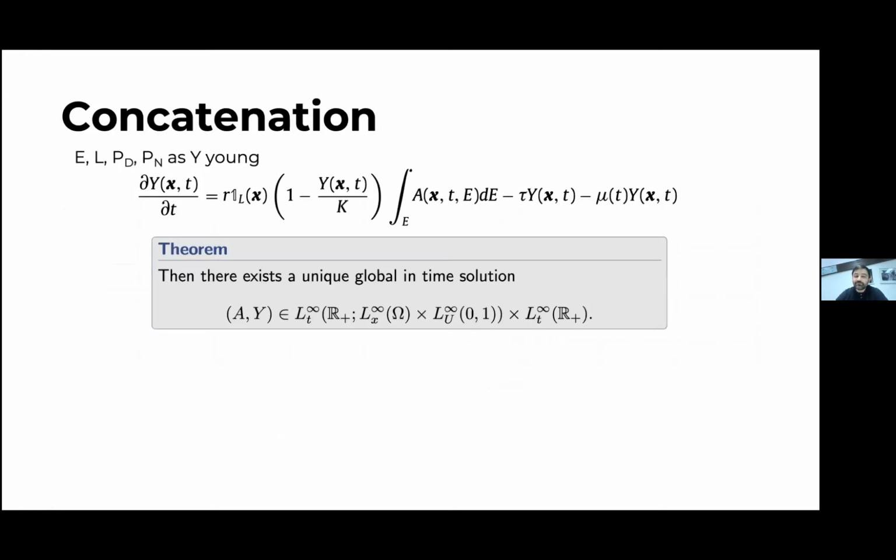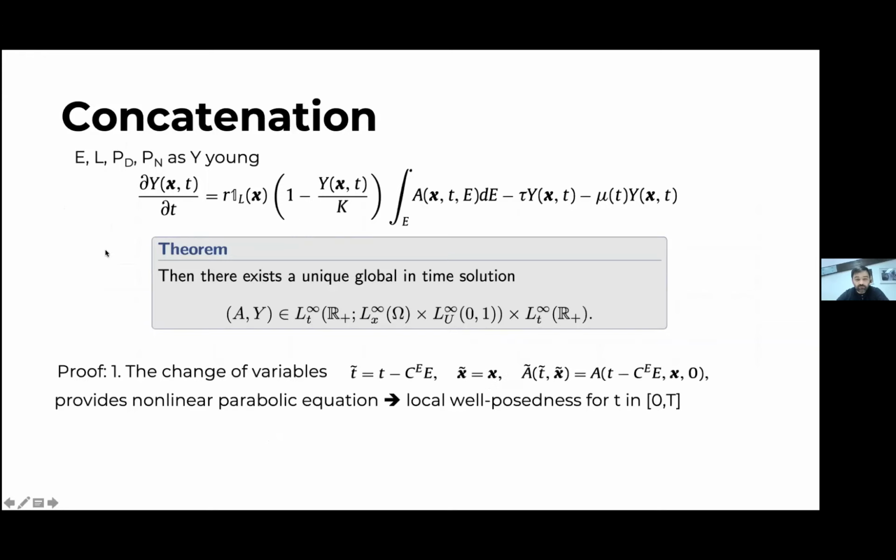Still, I say there is no mathematics, but you can do a little bit of mathematics. It's not so trivial. Just to simplify, we put all the young in one component. So you have an integral differential equation, and you can prove that you have a global solution.